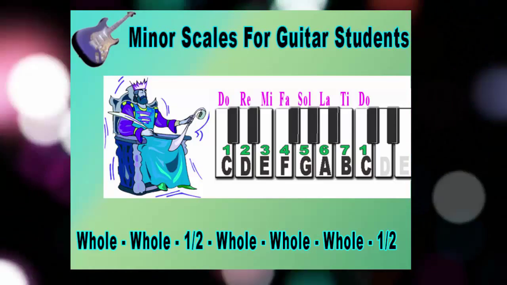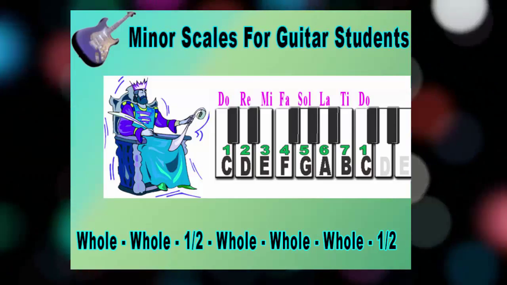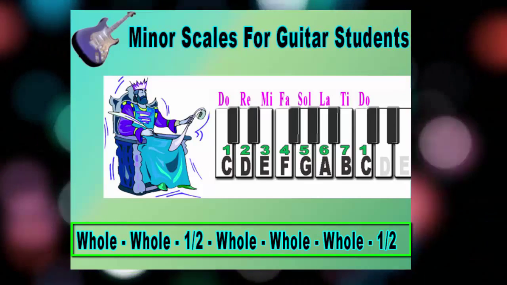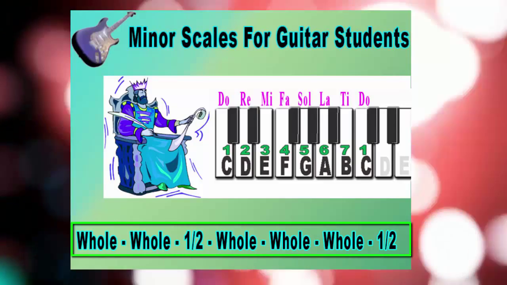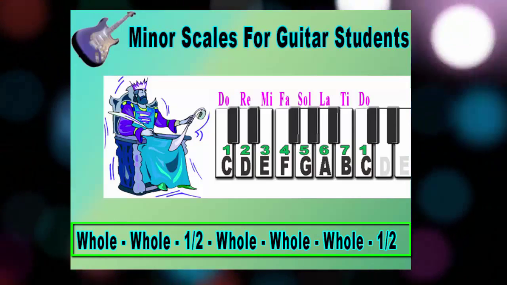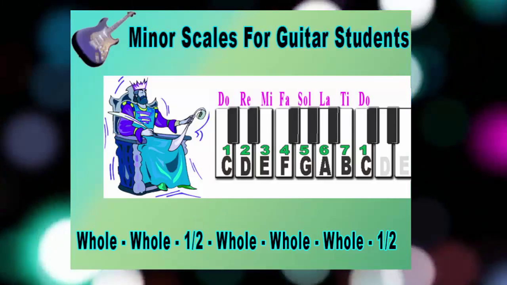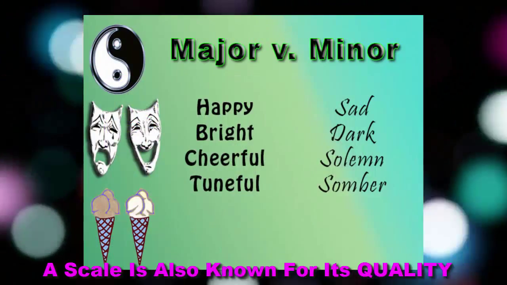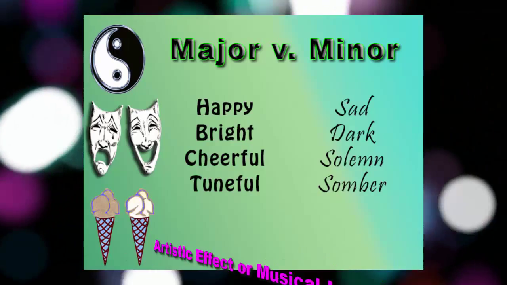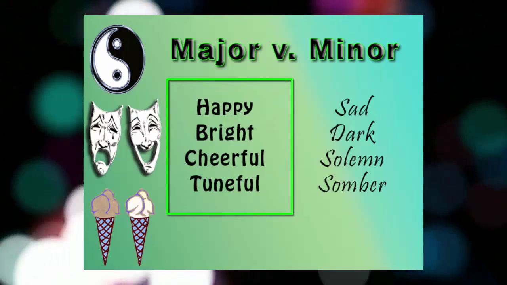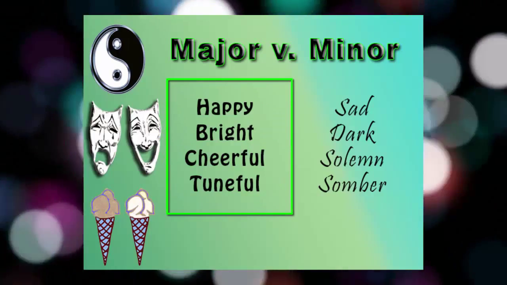The major scale is defined by its well-known formula, the distances between the notes. You may have heard someone say whole, whole, half, whole, whole, whole, half. That's the traditional way of expressing the formula of the major scale. A scale is also known by its quality, the general overall artistic effect or musical impact that it may have. The sound of the major scale is, of course, happy, bright, and tuneful, as in the case of well-known melodies.